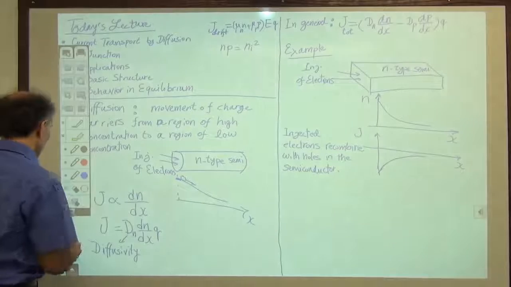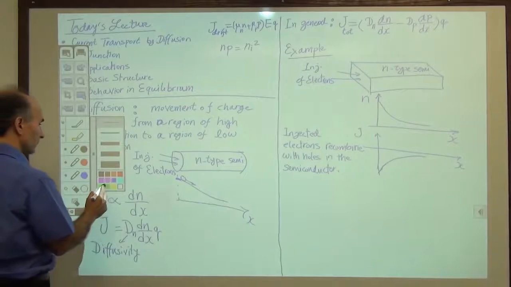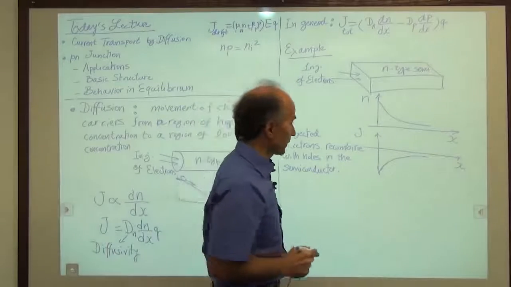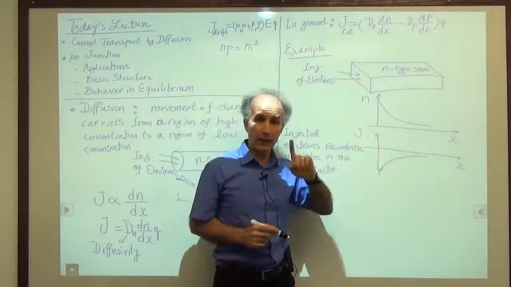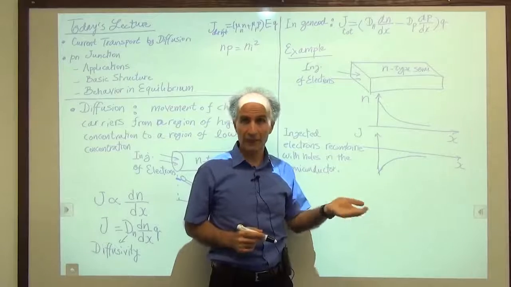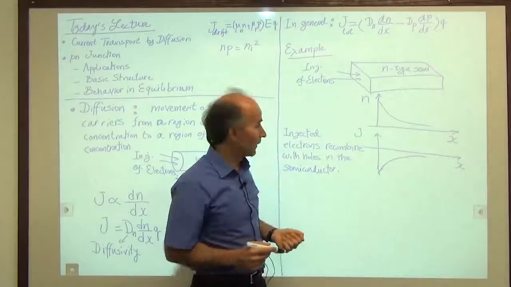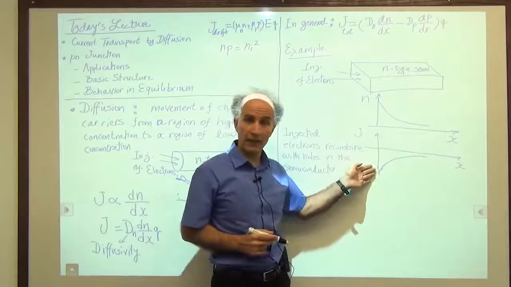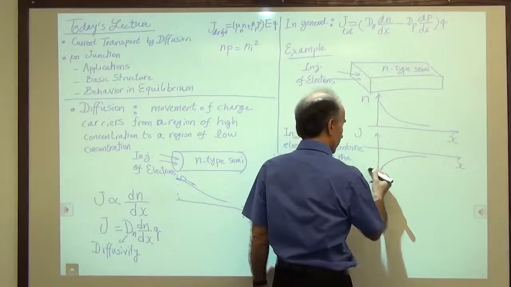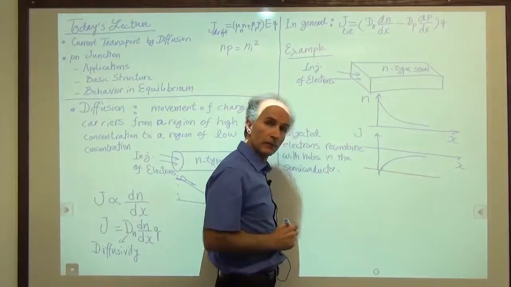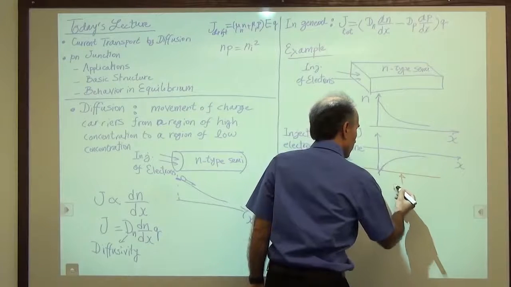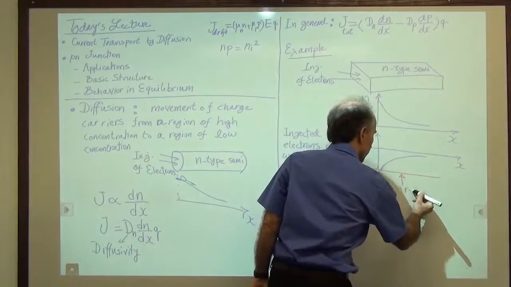For that, I will change the color of my pen to red, and this is what we observe. If we work backwards, if we know that there is no recombination because we don't have that many holes in the semiconductor, then the current carried by electrons has to be constant. It cannot go like this. So the current has to be, for example, something like this. So this is the case of no recombination.